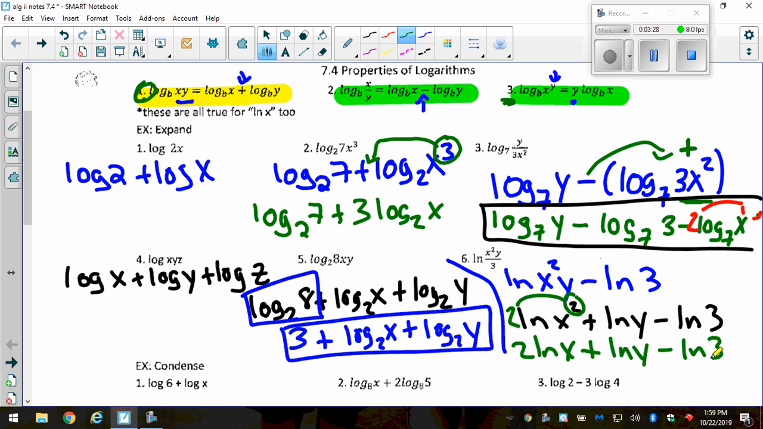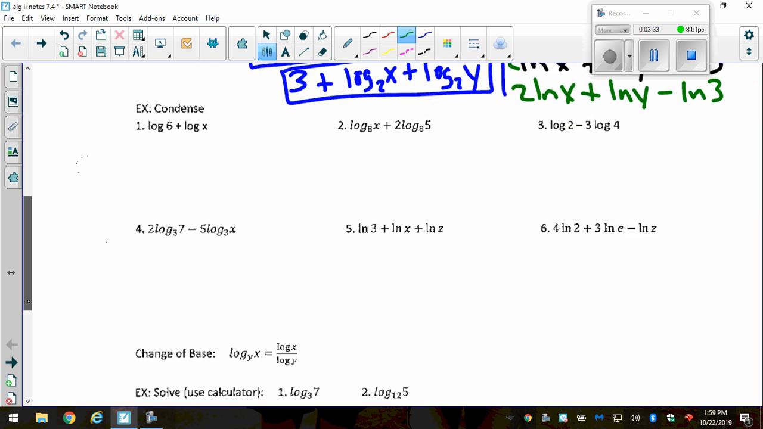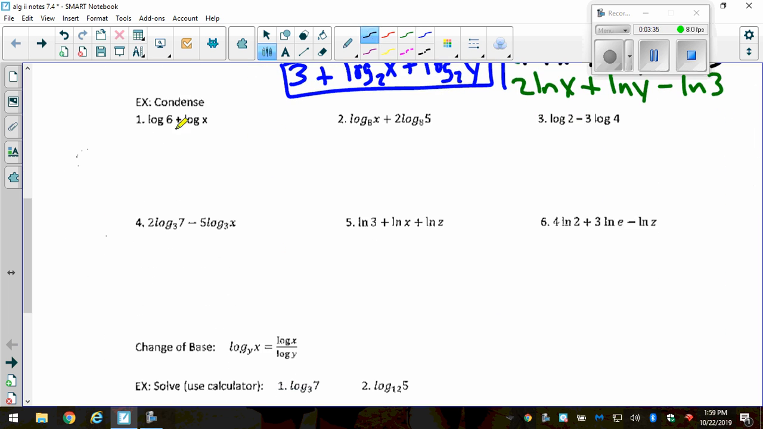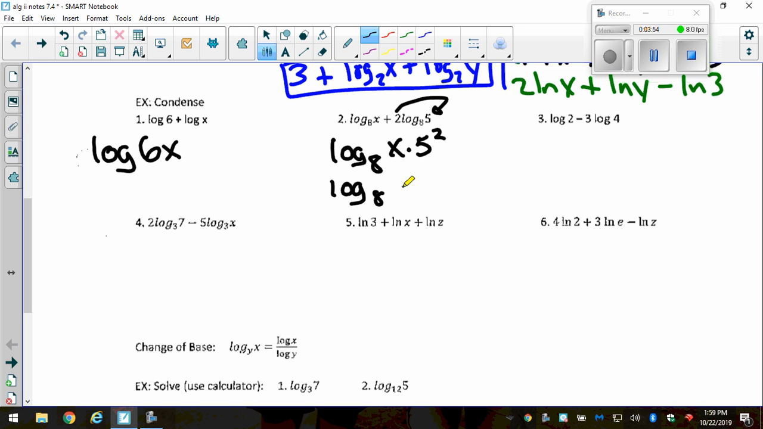The next section, we're just going to do the reverse order of these. So instead of expanding them out, I'm going to condense them. Remember, addition means multiplication. So this means it was log, and it should be 6 times the x now. For number 2, you first need to remember that 2 was an exponent on the 5, and then addition is multiplication. So you have log 8 to be x times 5 squared. And then typically, we would go ahead and multiply that number and write the x behind it just for notation.